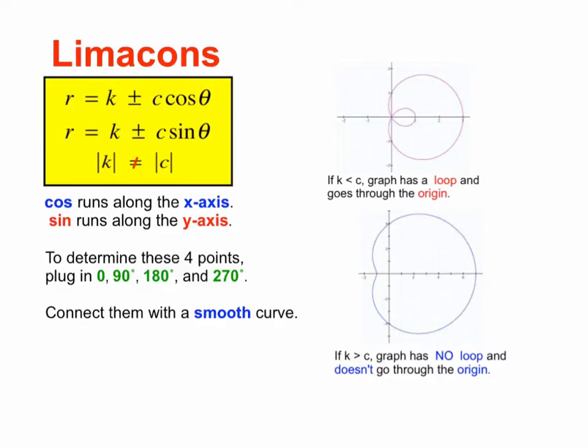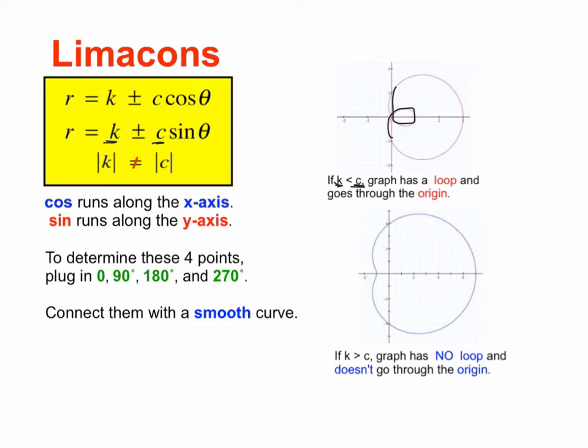The last type of equation and graph to talk about are called limaçons. These are very similar to what we had with the cardioids, except that limaçons sometimes don't have a little divot or a sharp point. Instead, limaçons either form a loop, and that loop happens if the K number that's all alone is smaller than the C number.